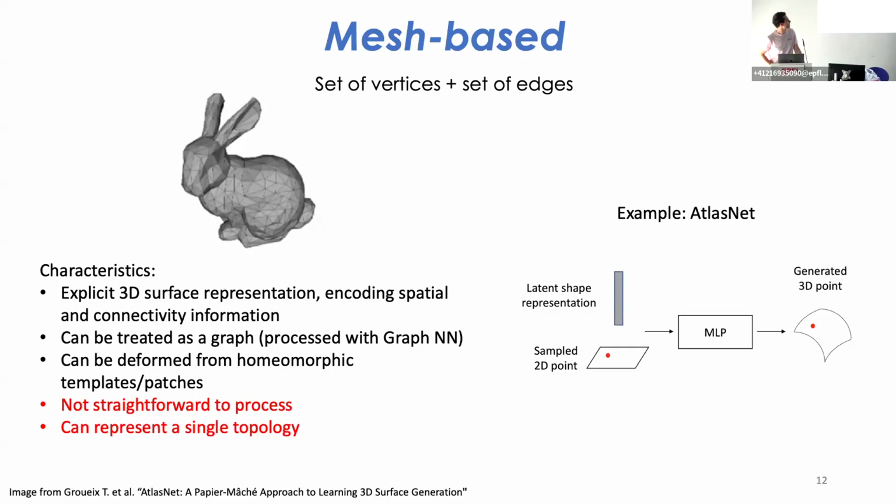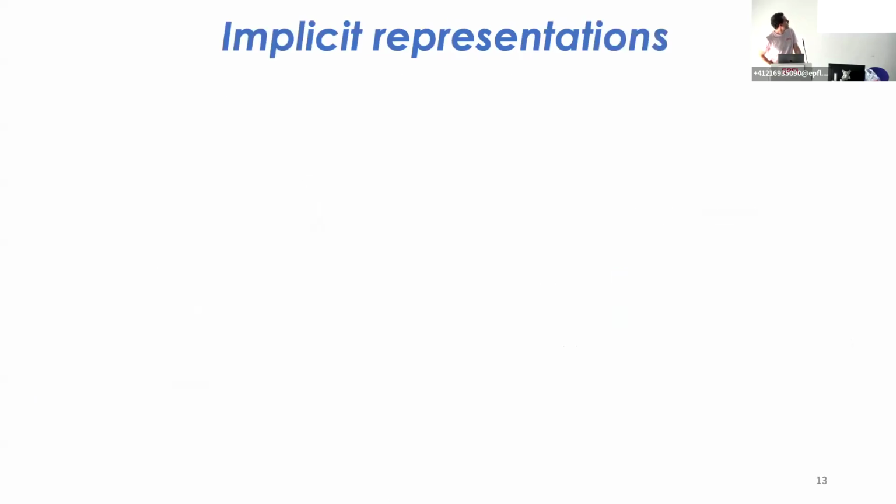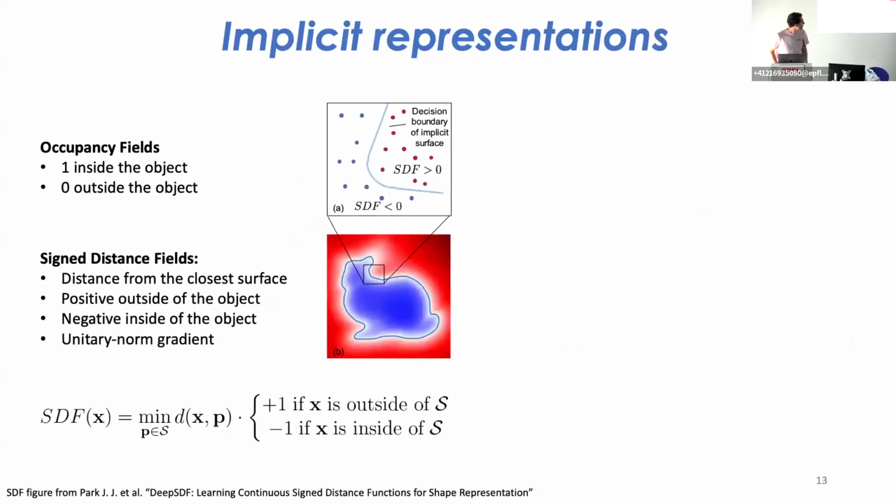So there has been yet another representation, which is called implicit representation. And there's two main ways to do this. One is occupancy field, and the other is signed distance field. Let's just focus on signed distance fields for now. In a signed distance field, you basically define a field in space. So for each point in space, you define the field as the distance from that point to the closest surface with a sign. The sign is positive if you are outside of the surface and negative if you are inside.